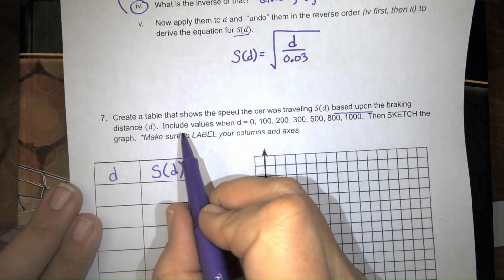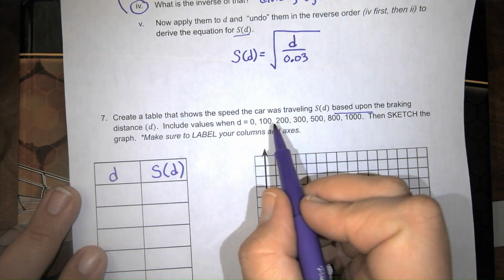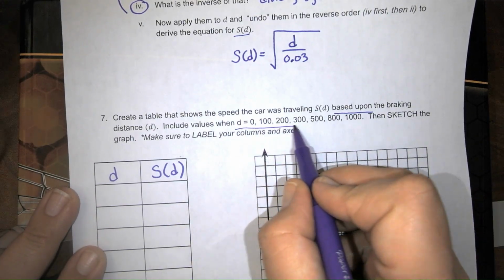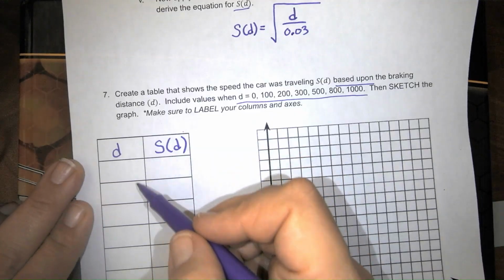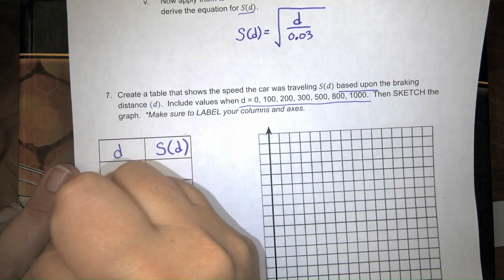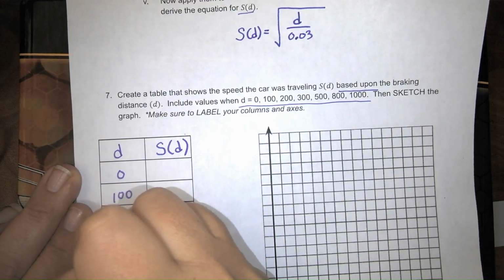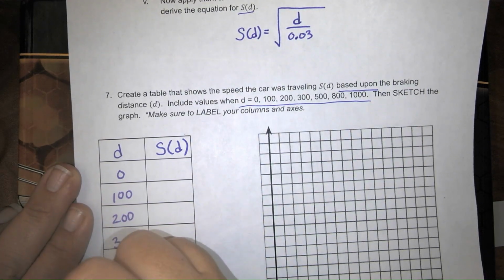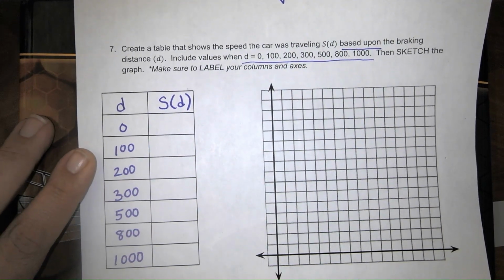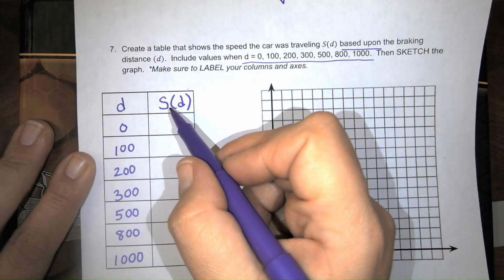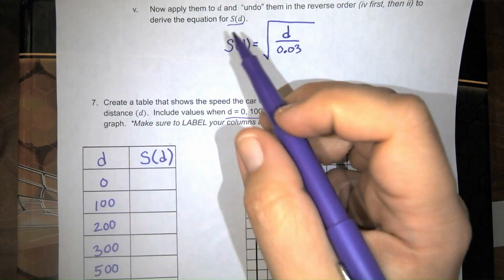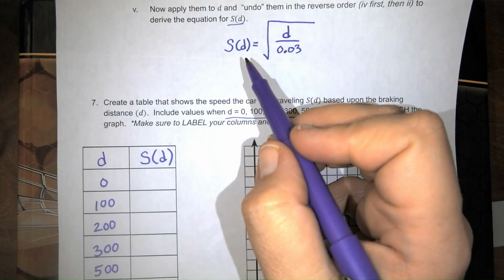If I keep reading here, it says include values when d equals 0, 100, 200, 300, 500, 800, and 1,000. So right here are the numbers I need to fill in my table here: 0, 100, 200, 300, 500, 800, and 1,000. Then we have to calculate the speed. We're going to do that by putting our distance, whatever our number is over here, into this formula and calculating what the speed is.